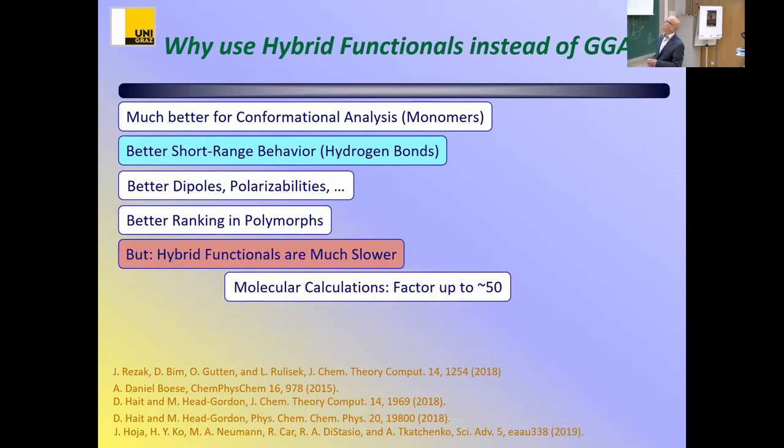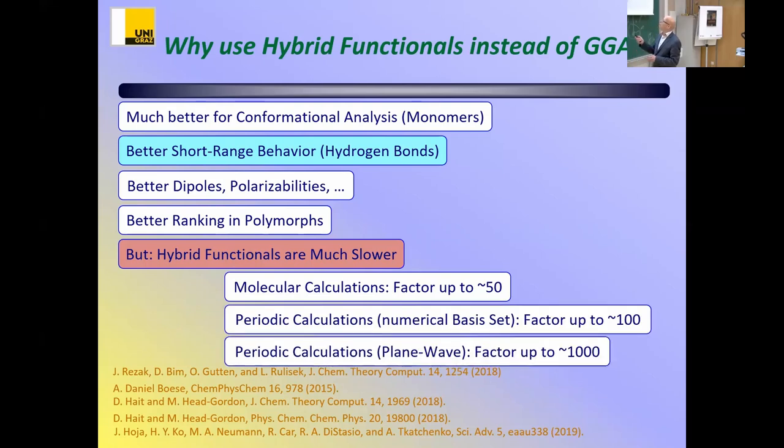But hybrid functionals are also much slower, and you can think about this. I'm doing this kind of trick, which you always have if you're going to the supermarket, I say up to. This is, of course, not always the case. So up to means up to.